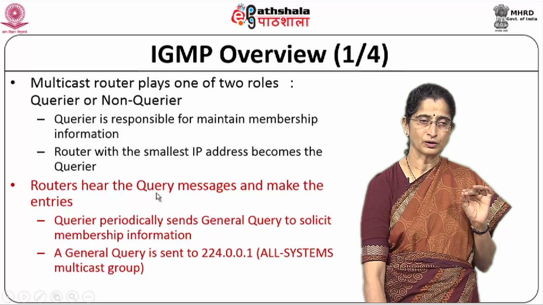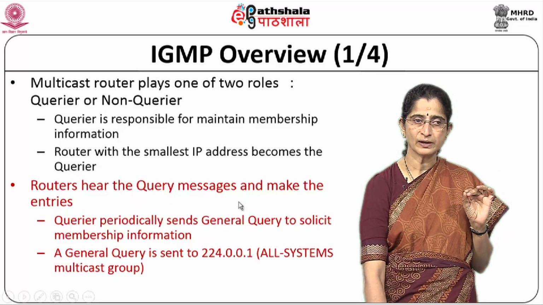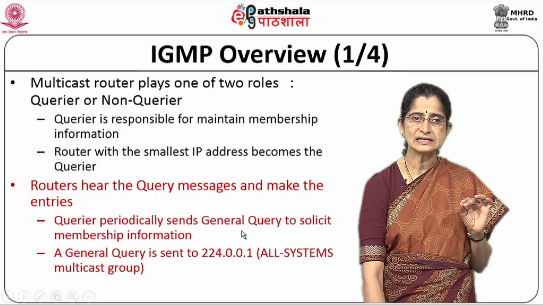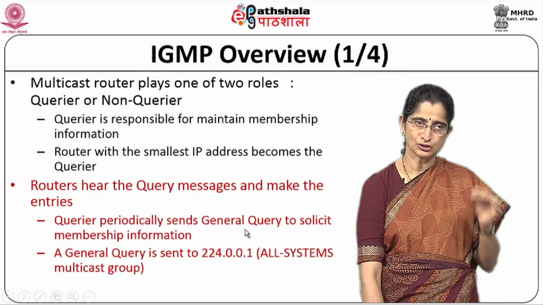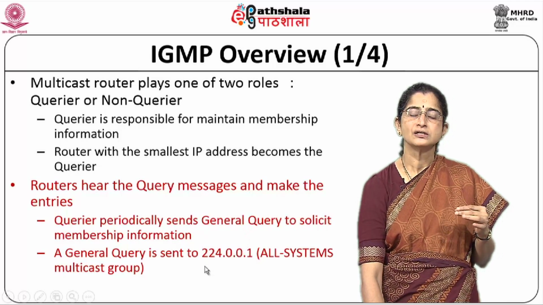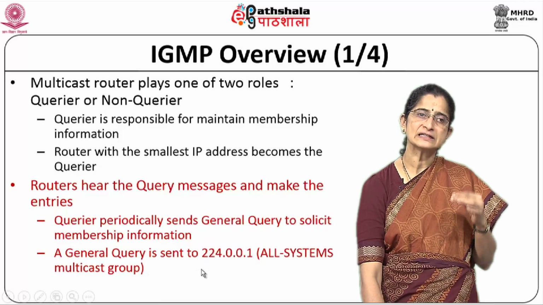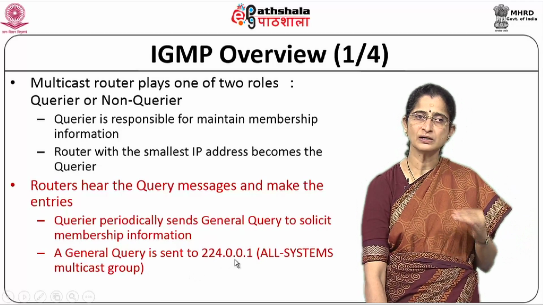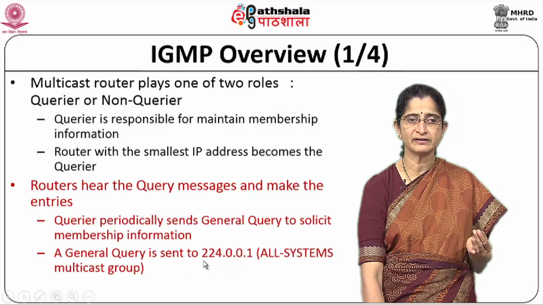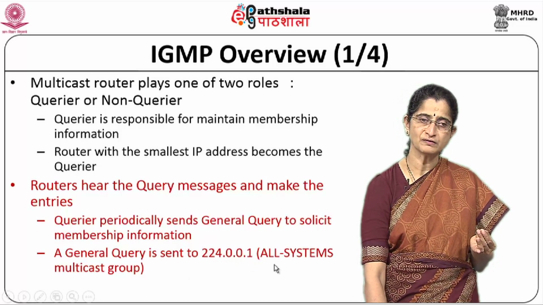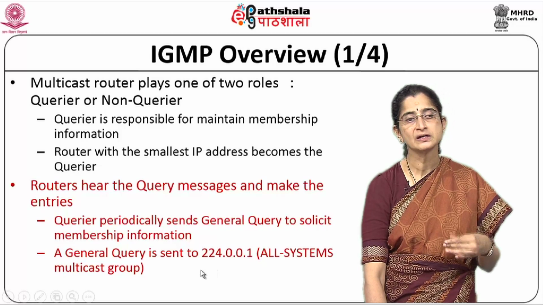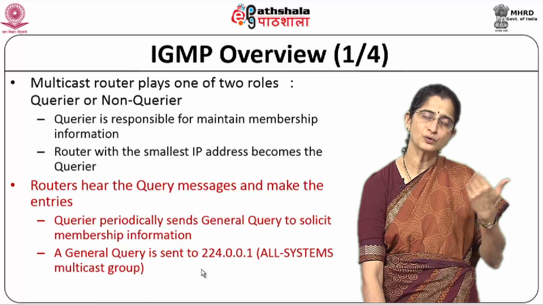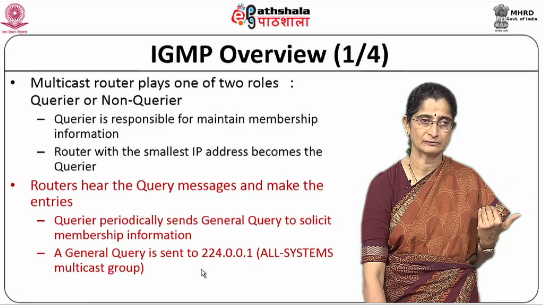So, the routers will hear the query messages and make the entries. The querier will also periodically send a general query to solicit membership information. A general query is a query sent to the hosts that are there. It is normally sent to a multicast group address, 224.0.0.1, which is called the all systems multicast group. A general query is sent to this address, and when it is sent, the host will have to respond to this query.